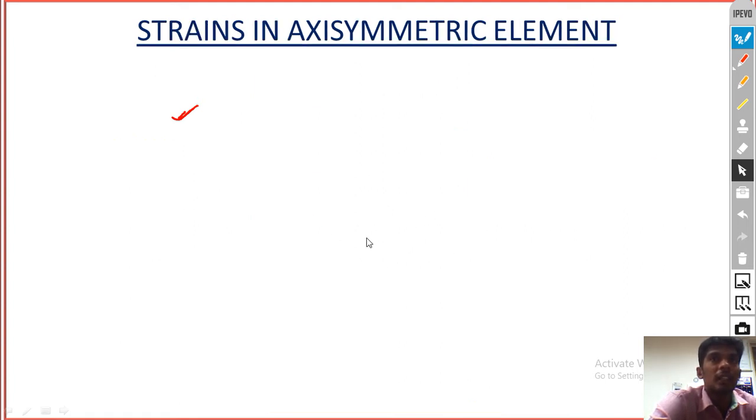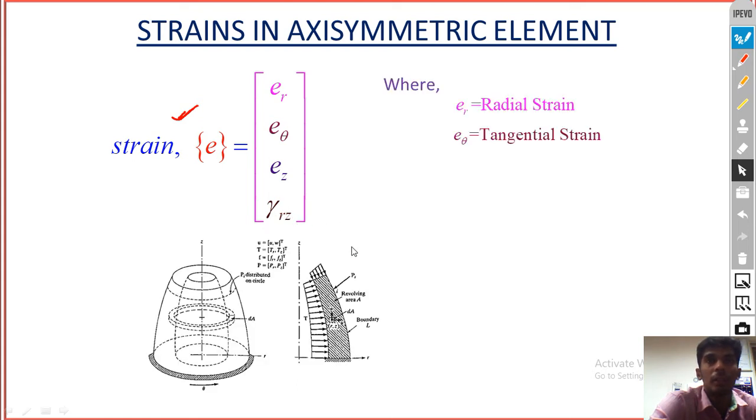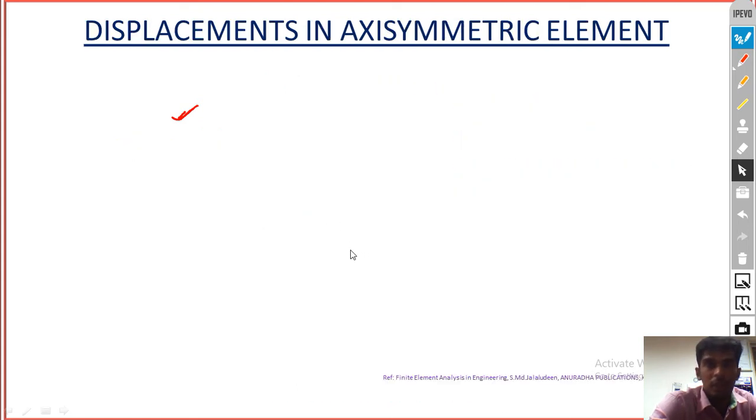So strains in the axisymmetric element, if they are related to the stress value: if it is in the radial direction, radial strain will be created. Tangential stress means tangential strain will be created. The axial longitudinal stress created in the z direction means strain will be created accordingly. Then due to the shear stress in the rz plane, shear strain is created. This is what we have mentioned here. This is the overall formula, so already we know that.